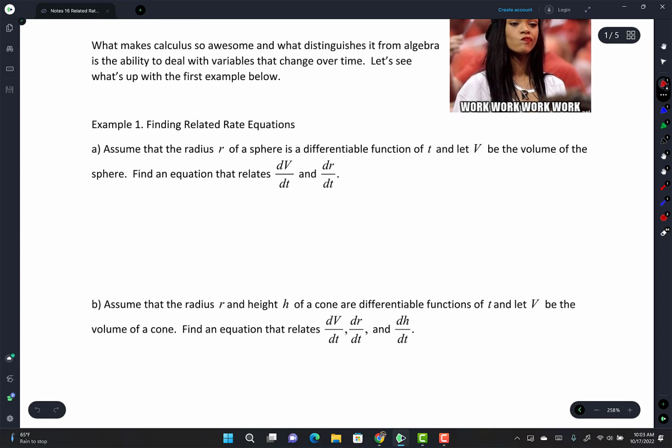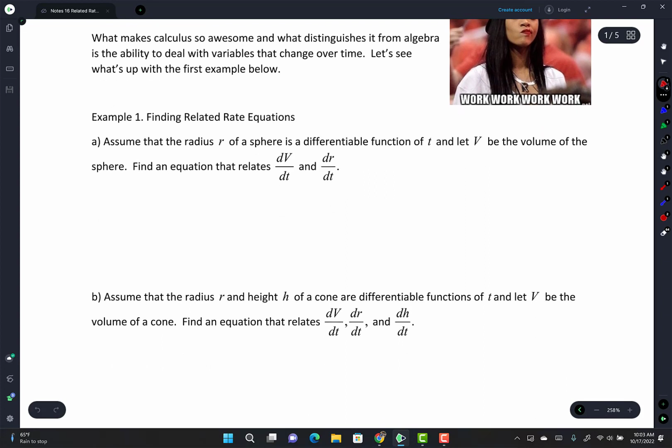It's like implicit differentiation. There's a few rules that you got to know. You got to know a few area formulas, a few volume formulas, the basic ones. So let's look at example 1. Assume that the radius r of a sphere is the differentiable function of t, and let v be the volume of the sphere. Find an equation that relates dv/dt and dr/dt.